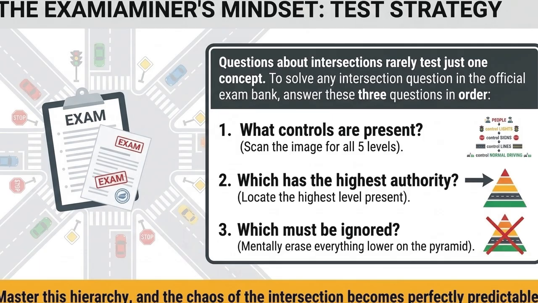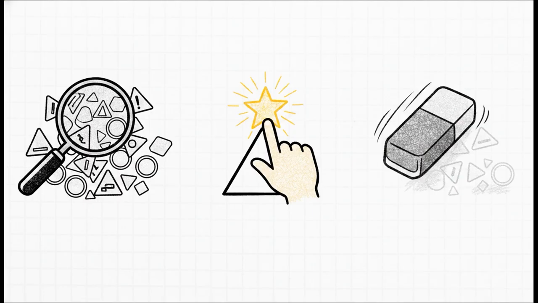Now, if you're taking a test, remember that examiners use a very specific strategic mindset. They almost never test just one concept at a time. When they throw a crazy, complex intersection scenario at you, they are deliberately layering police, lights, and signs all together. Why? They want to see if you'll fall into the trap of looking at the wrong level. It's a total trick. But you can beat the trick by isolating and answering these 3 critical questions in order.